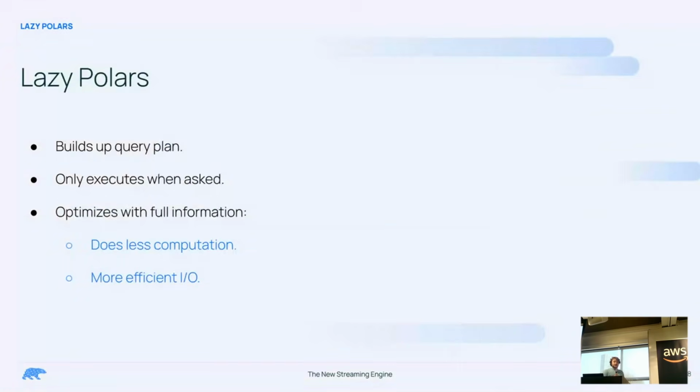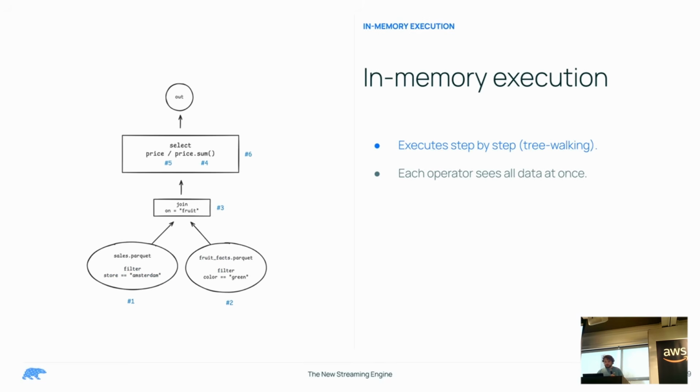So lazy Polars, instead of executing step by step, builds up a query plan. It actually does the execution when asked. And this lets us optimize with full information. So we can do less computation, the intermediate results get smaller, we can filter earlier, we can be cleverer, and most of that stuff you can do yourself, but we can also do more efficient I/O, which would otherwise be impossible.